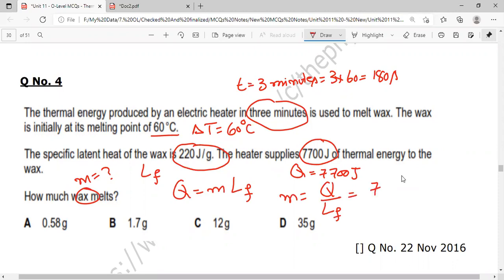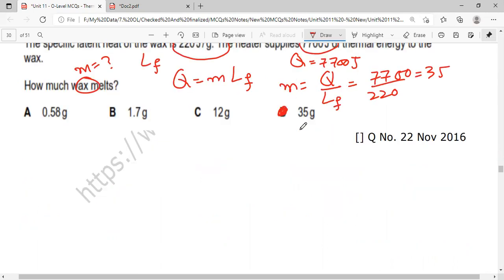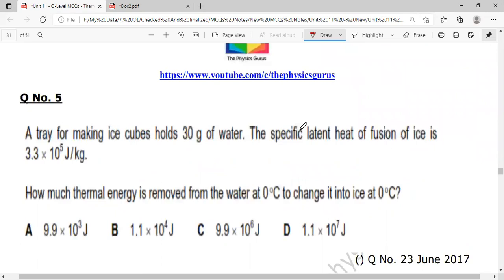So 7700 and the exact answer is 35. Which option is the correct option? Option D is the correct answer. So it's a bit tricky question for you people. Let's move towards the next MCQ.